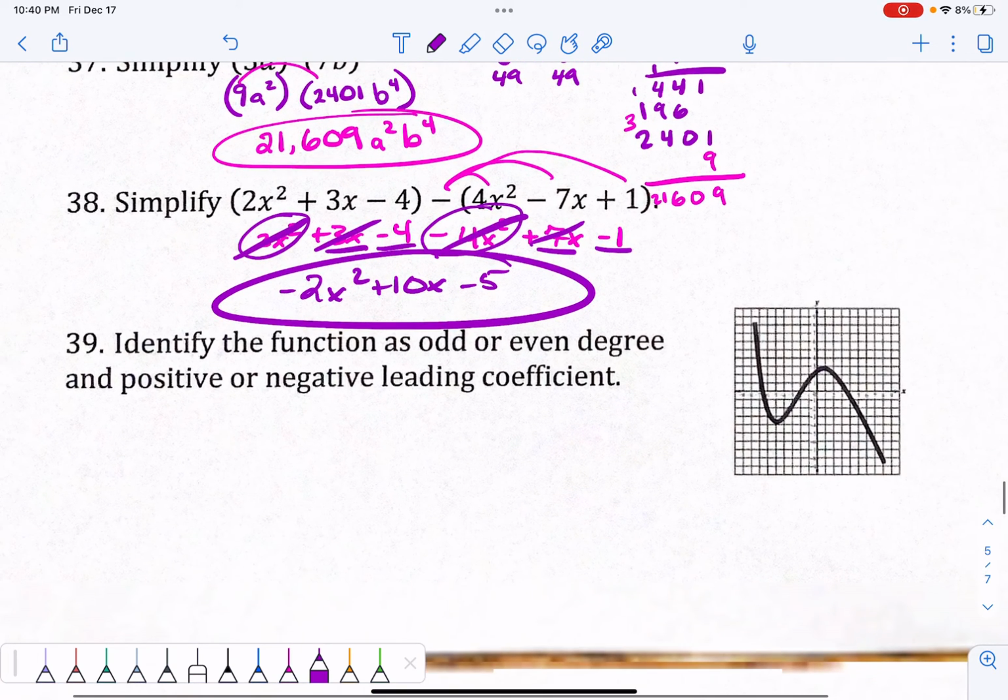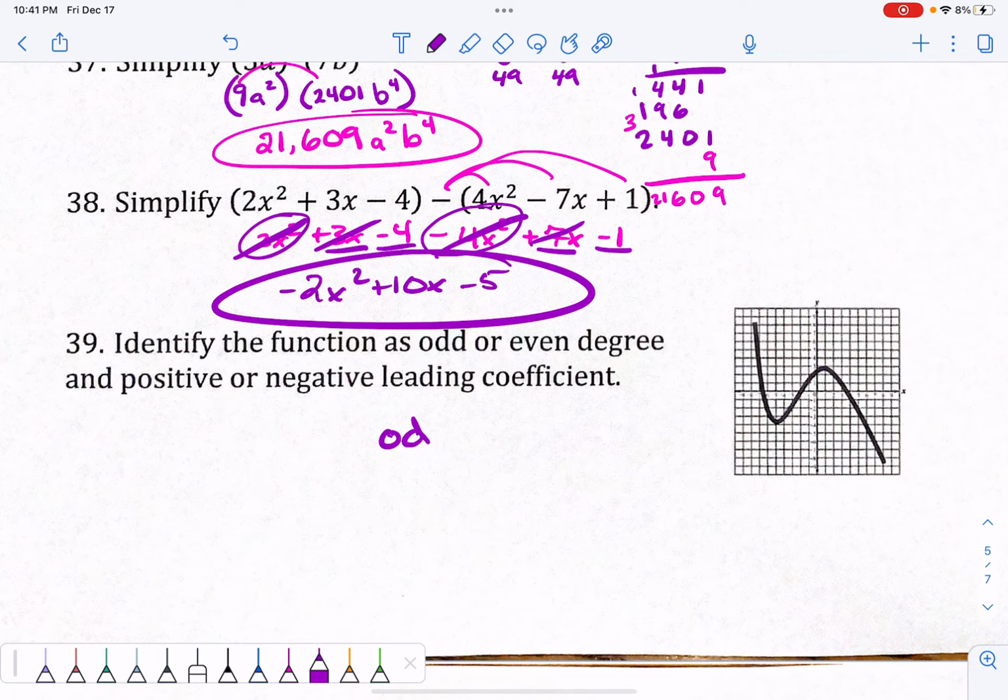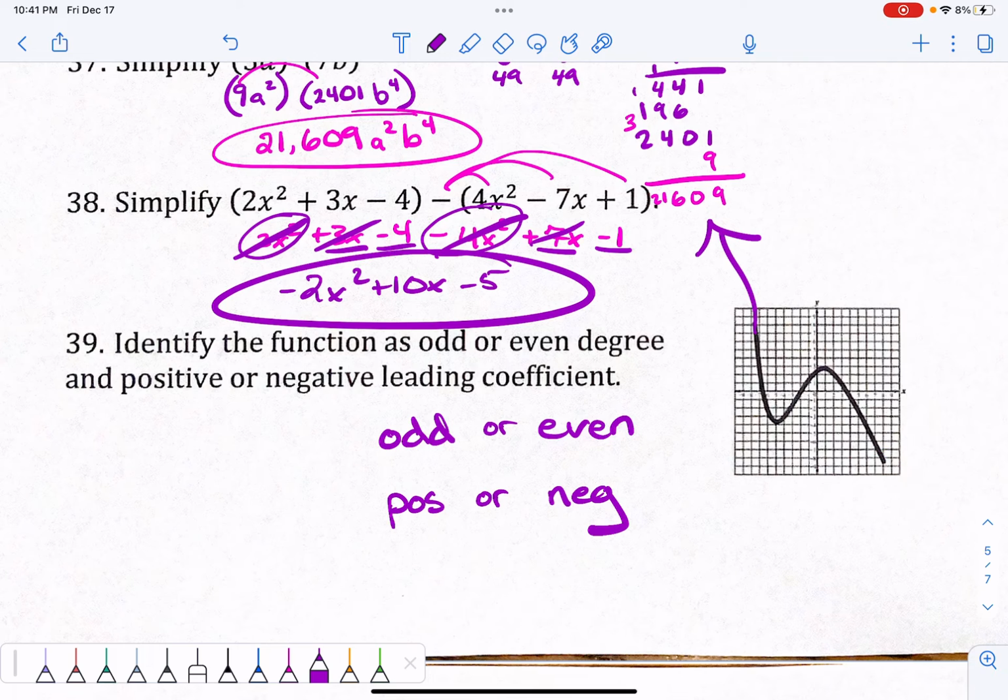All right, 39, we're getting close to the end. We have two questions that they're asking. They're saying, is this function that we have shown right here an odd function or an even function? They're talking about the degree, the exponent. Is this odd or even? And then we have to decide, is it a positive polynomial or a negative polynomial? Since this one is going opposite directions, one side's going this way, one side's going this way, this is going to be an odd function.